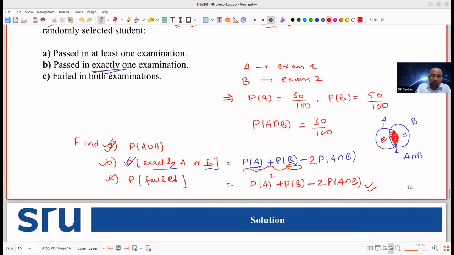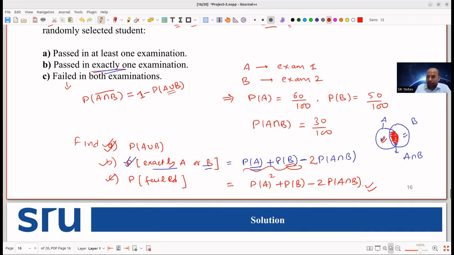And the last one is this one: failed in both exams. P of A intersection B means passed in both. So if I apply the complement on this, this is called failed in both, and this is 1 minus P of A union B. That means the total probability minus passing in either A or B or both.